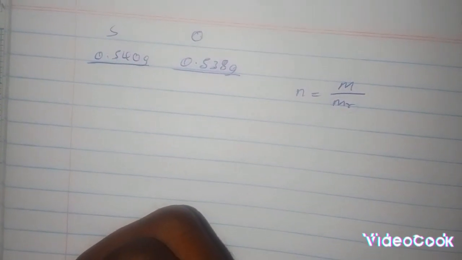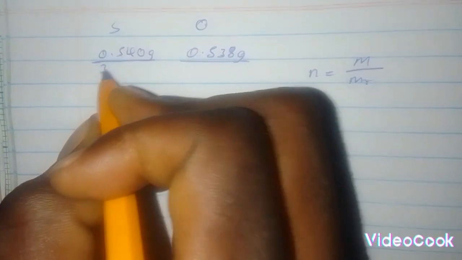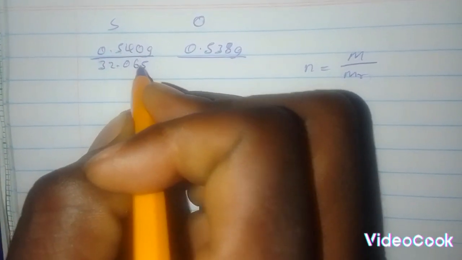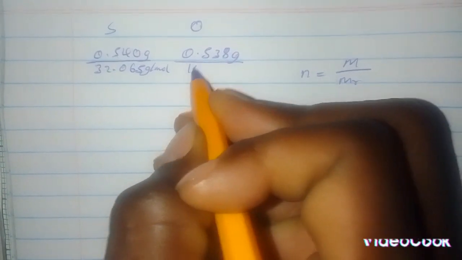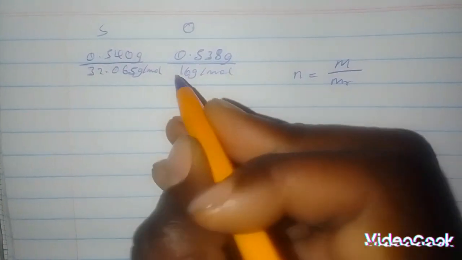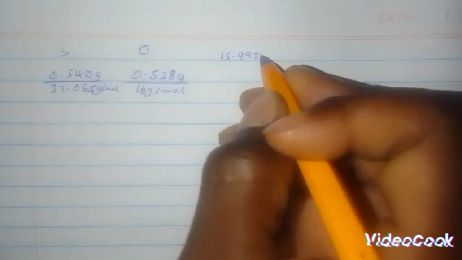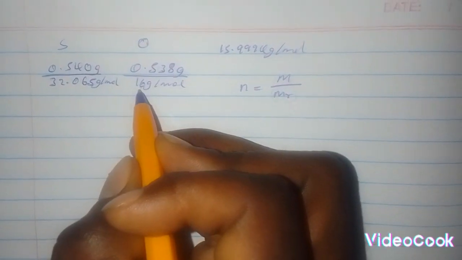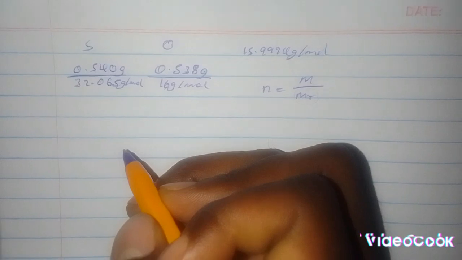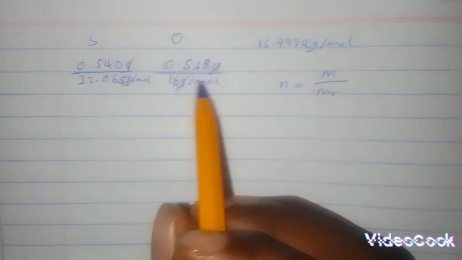So we find that the atomic mass for sulfur is 32.06 gram per mole. For oxygen, it is 16 gram per mole. We are using 16 here because oxygen is 15.9994. When we try to round this off, you find that it will take you back to 16, so it is better you go direct to 16. Now this gram and this gram will cancel, and you will remain with the number of moles.